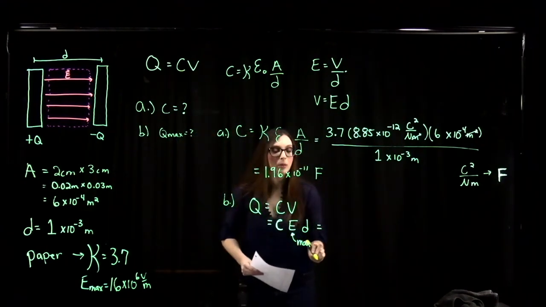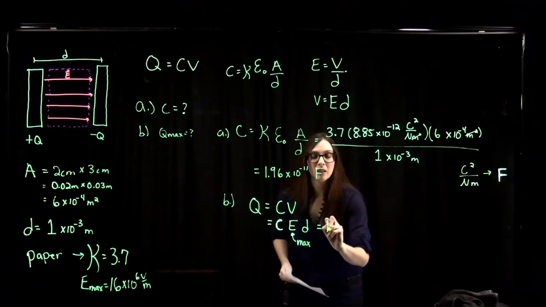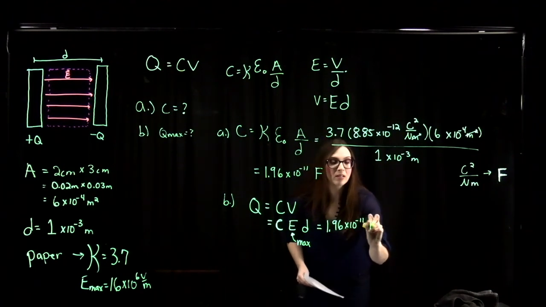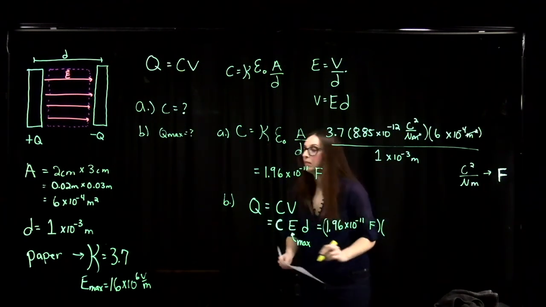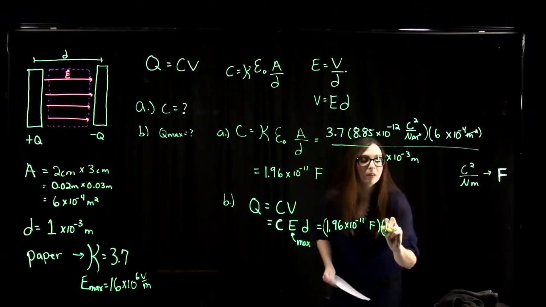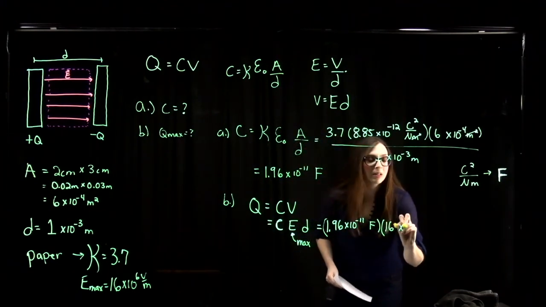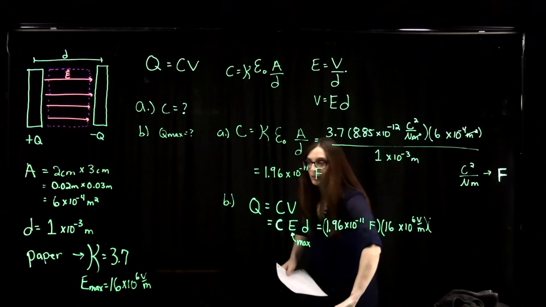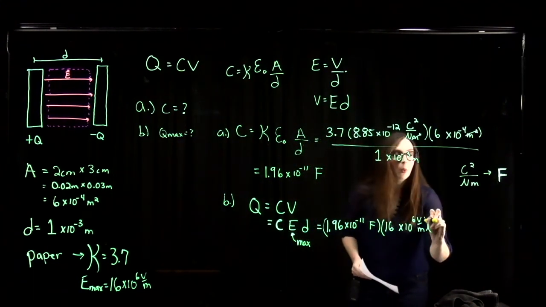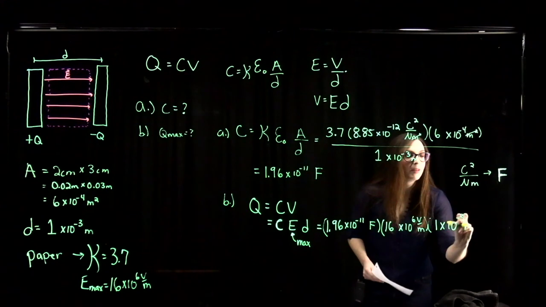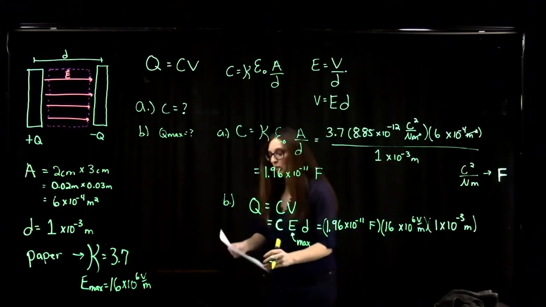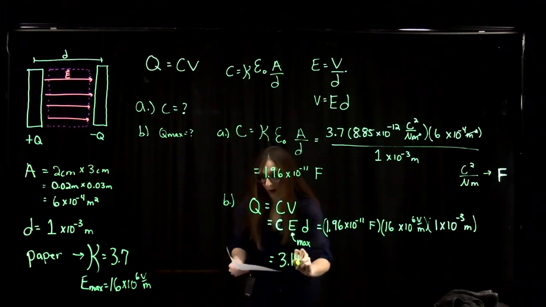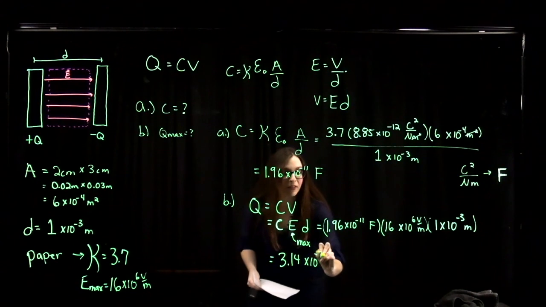So this is going to equal the capacitance, 1.96 times 10 to the minus 11 farads, times our maximum electric field we can have with the paper, which is 16 times 10 to the 6 volts per meter. And then we just multiply it by the spacing between our plates, which was 1 times 10 to the minus 3 meters. All right, so that gives us a charge on the plates of 3.14 times 10 to the minus 7 coulombs.